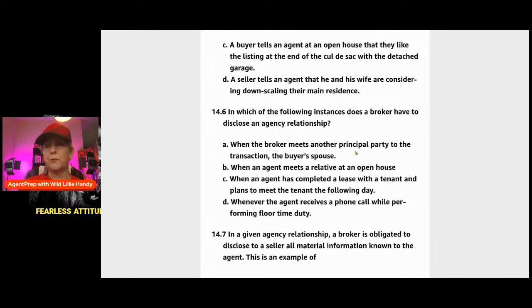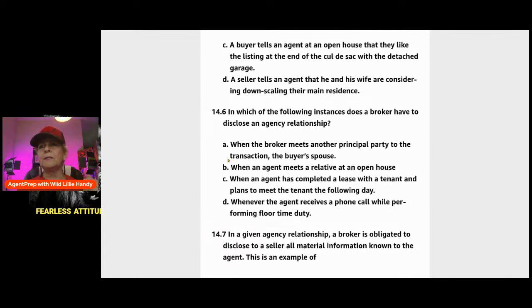And so when it says principal party, that is a seller or a buyer to the transaction, the buyer's spouse. Which instance does the broker have to disclose an agency relationship? When the broker meets another principal party to the transaction, the buyer's spouse. And let's see what other answers. B, when an agent meets a relative at an open house.